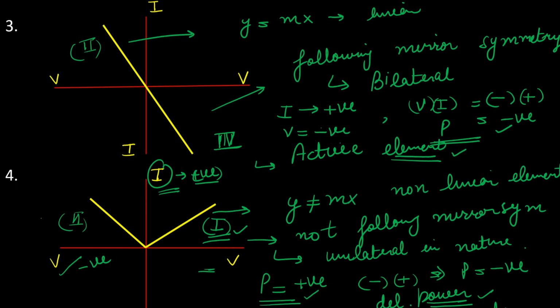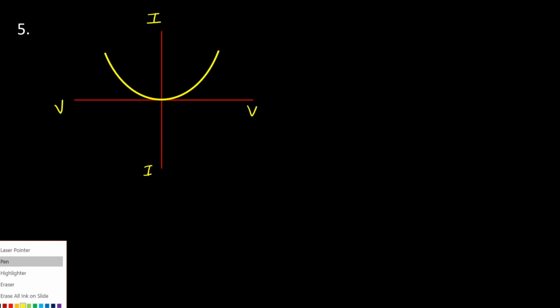So let's start with our next problem. In this case also, the y-axis depicts the value of the current and the x-axis depicts the value of the voltage. As you can see, this particular IV characteristic curve is not following y is equal to mx. It is much similar to the equation of a parabola. So this particular element is non-linear in nature.